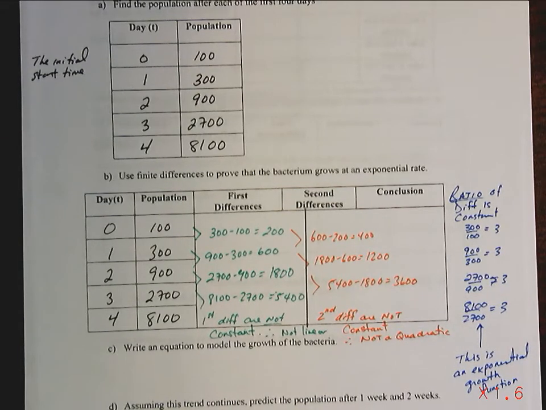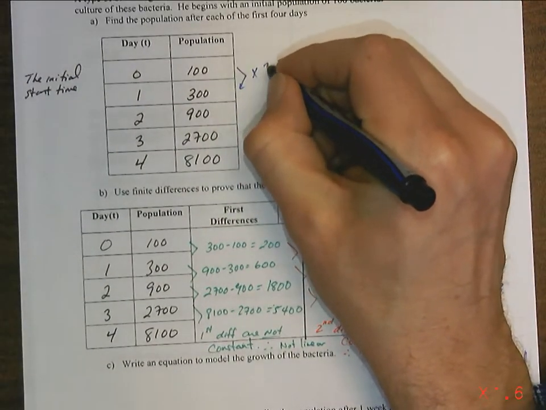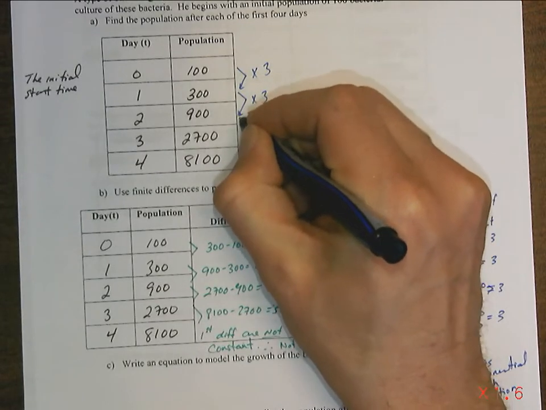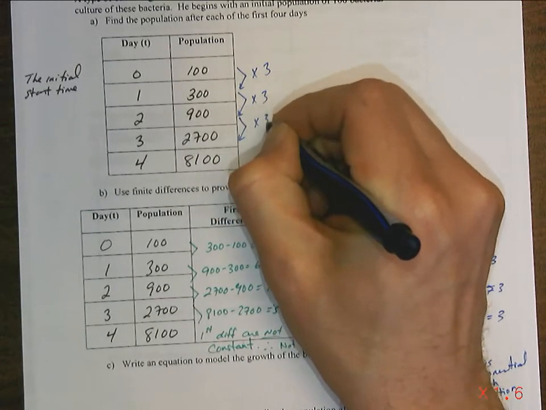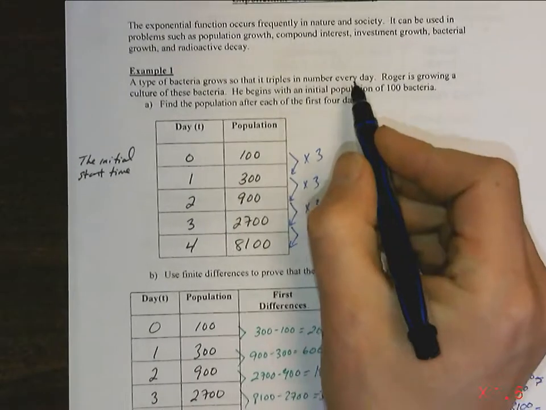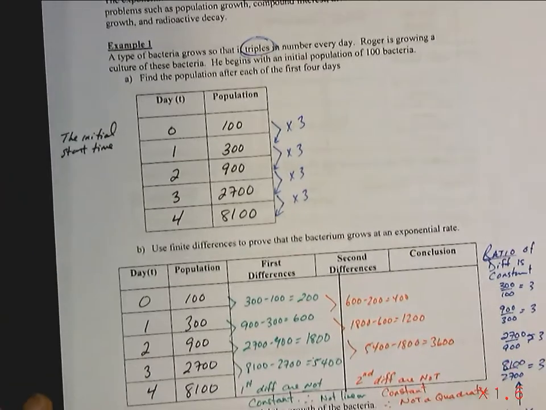So each time, if we go back to our original equation, we're multiplying by 3. 3 times as much. 3 times as much. And that makes sense. If you go back to the question, it says that it's tripling. So that's our tripling power in there.